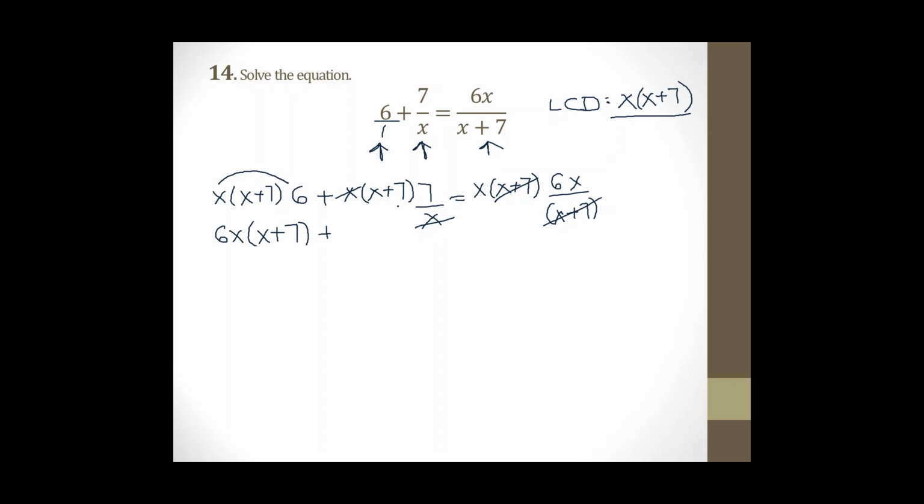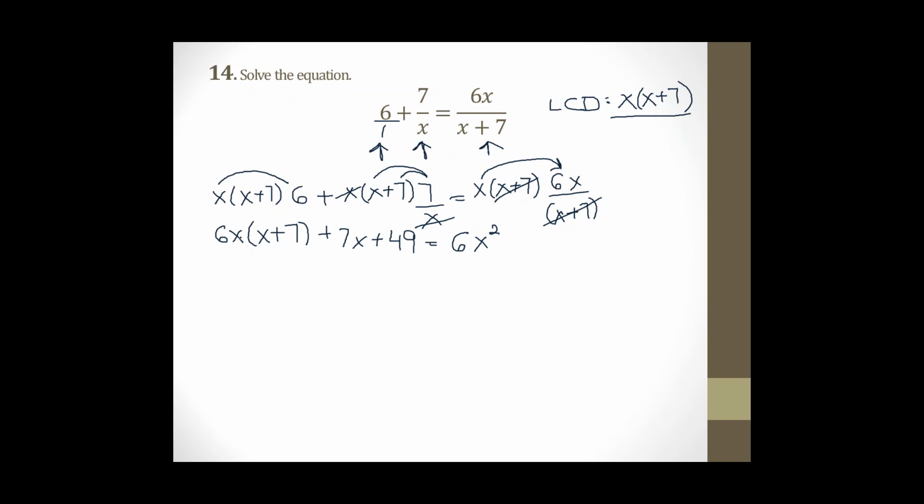And then on the second term, what do I have left? I have a 7 and x plus 7. So I can also distribute this already if I wanted to save time. So that gives me 7x plus 7 times 7 is 49. And then on the last one, I'm left with x and 6x. That should give me 6x squared.